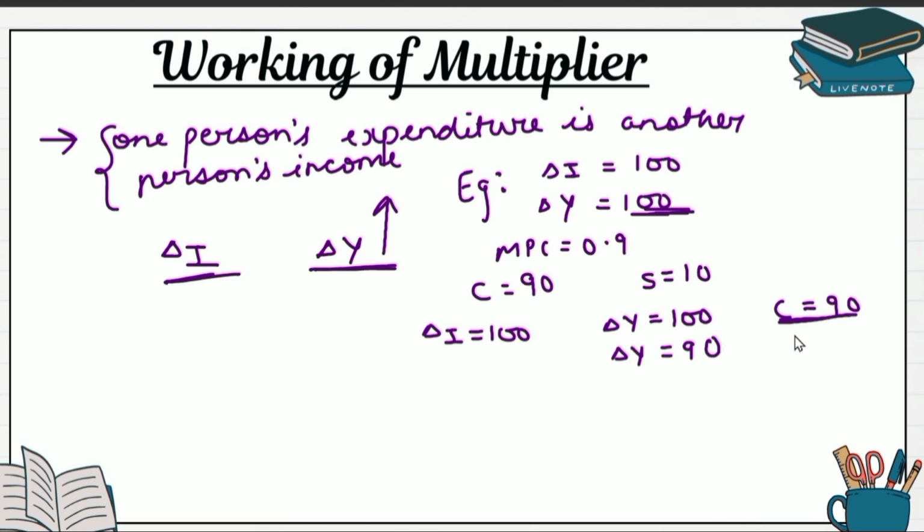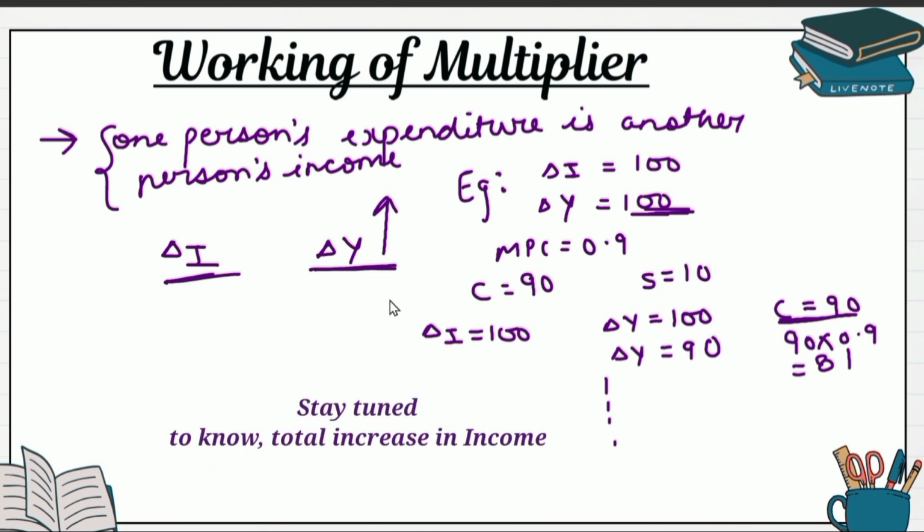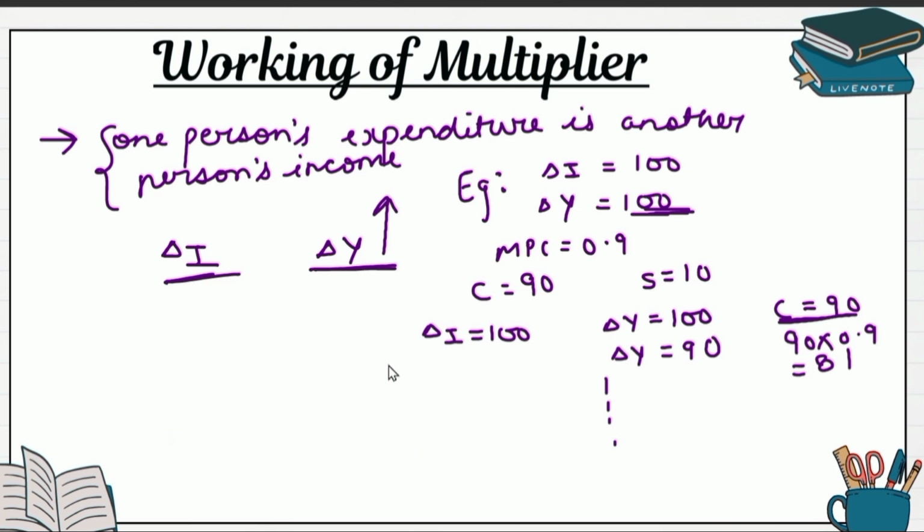In the next round also, 90% of the additional income, that is 81 crores, will be spent on consumption and the remaining amount will be saved. So this multiplier will continue, and the consumption expenditure in every round will be 0.9 times the additional income received from the previous round. We will also look at one example in which the calculations are done using Excel.